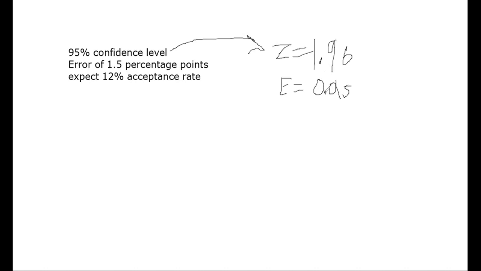The decimal there. And then finally, 12% acceptance rate. That means we know what p hat is ahead of time, or we have a hunch at least. We have our estimation for p hat ahead of time. We don't know exactly what it's going to be, but we can make a good guess.